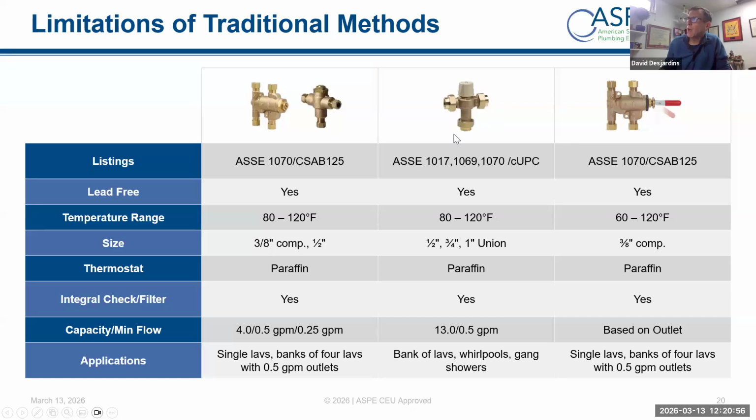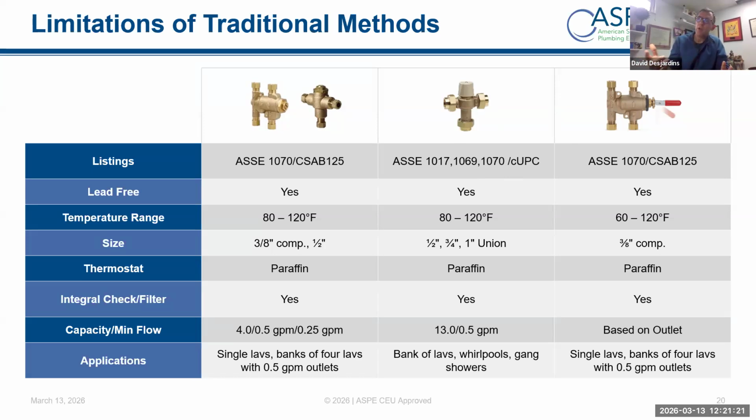Those are, again, very popular in the industry. You might have a multi-listed valve, i.e. 1070 and 1069. These are a little bit higher capacity, so you might have a bank of labs that you're feeding, or gang showers for the 1069 application. And then last but not least, you have this hot water purge type feature where if you do have a Legionella outbreak, you can do a high temperature sanitization. Depending on the digital valve, that's a common feature.